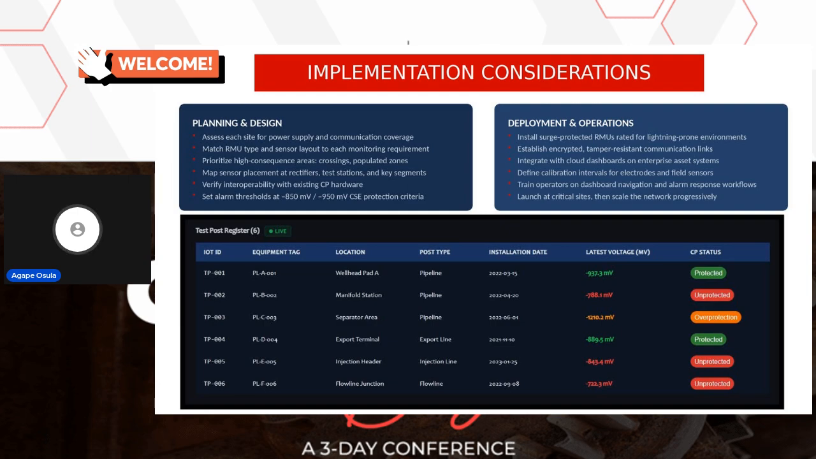This is very important because of criticality. A pipeline which fails at a location where there are no people has a different criticality from a pipeline which fails at a location where there are people, because the consequence is different. So with this, you can map and know which regions are more critical and which are less critical, and then monitor those regions more effectively without waiting for the next 3 or 5 years and the like. Of course, you can set your alarm thresholds, 850, 950, depending on your protection criteria and the environment which you are traversing.